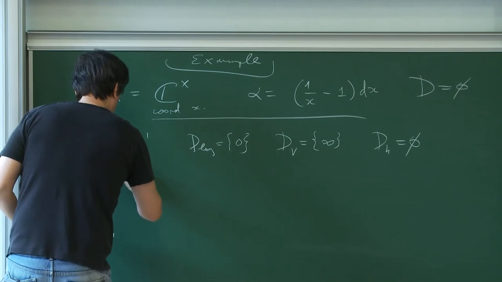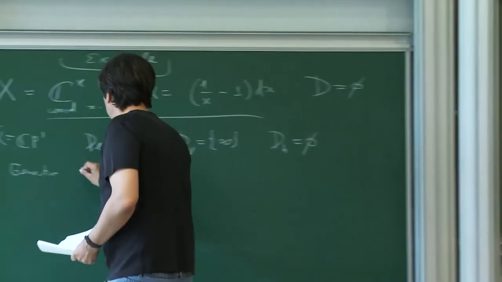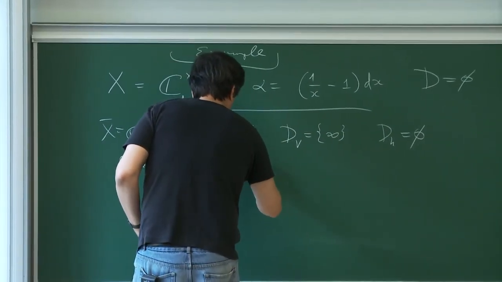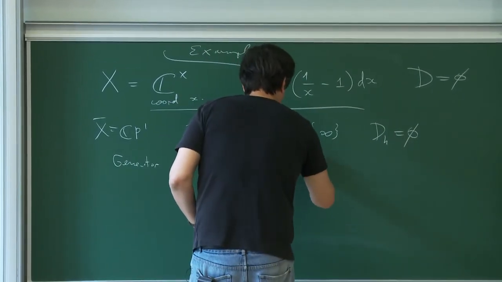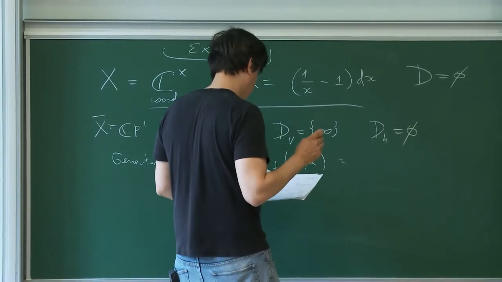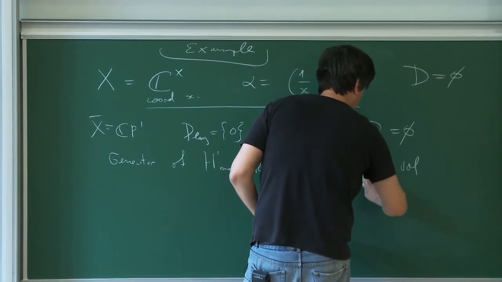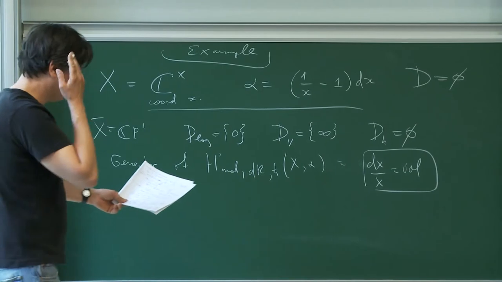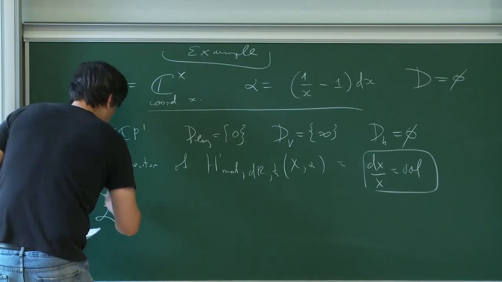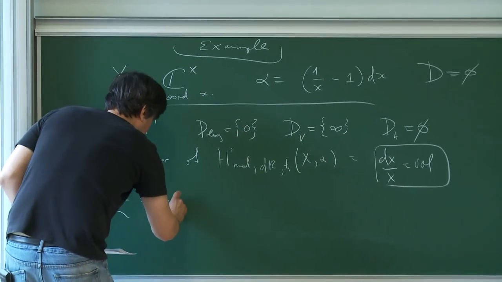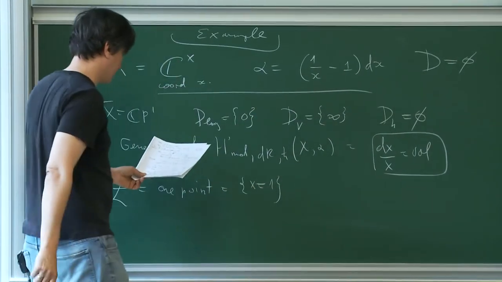And a generator of this cohomology of modified de Rham bar x alpha is the form dx over x. That's called volume form. It's easy to see that it's a generator. So the set of zeros of my form is just one point. It's just the point x equal to 1. The form vanishes exactly at one point.